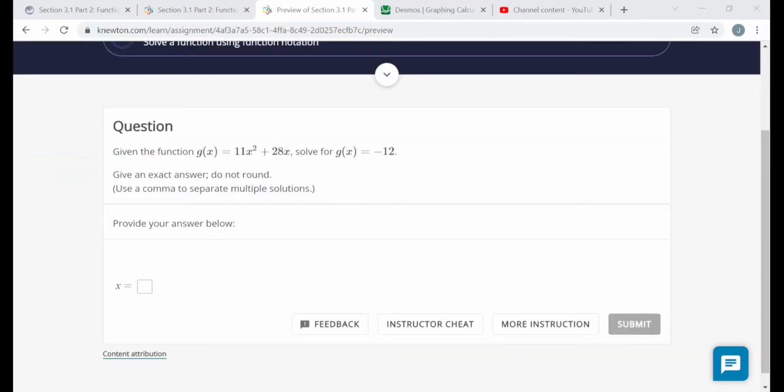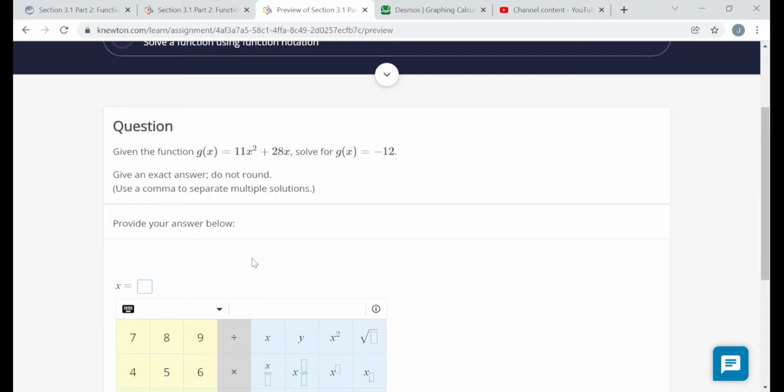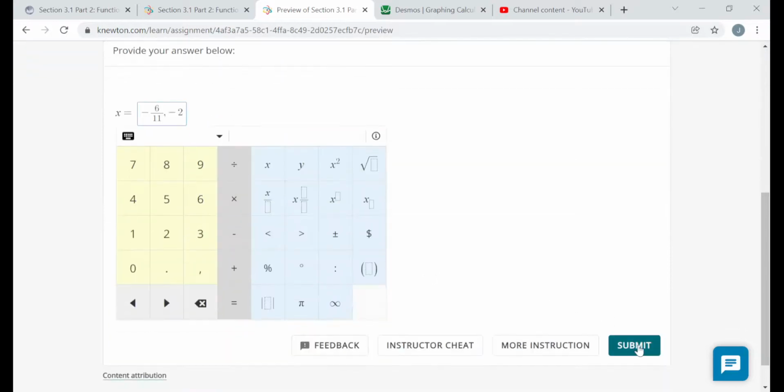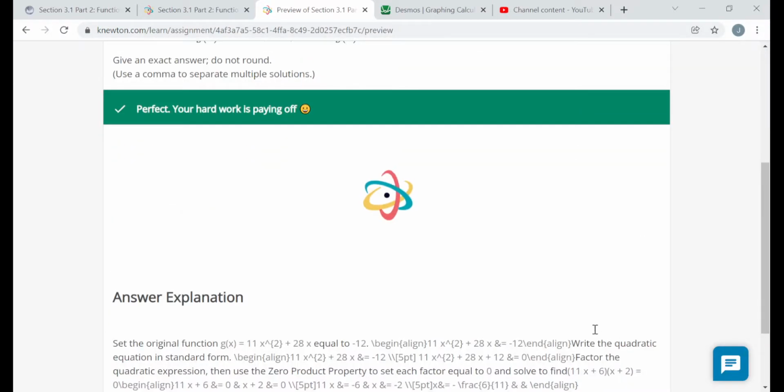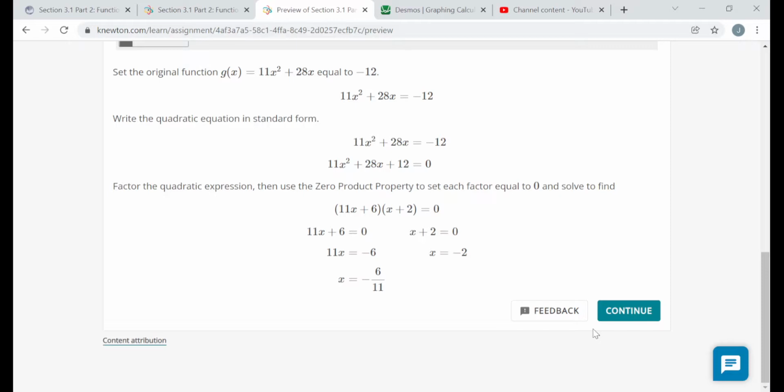Alright, and then again, they have the x equals already. Don't type that in. We're just typing in the numbers, the inputs that would give me an output of negative 12. Negative 6/11ths, comma, and negative 2 as well. Right. Wonderful. Alright, moving on.